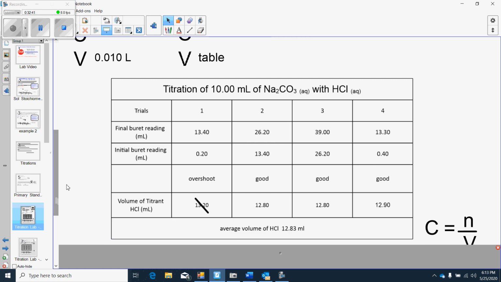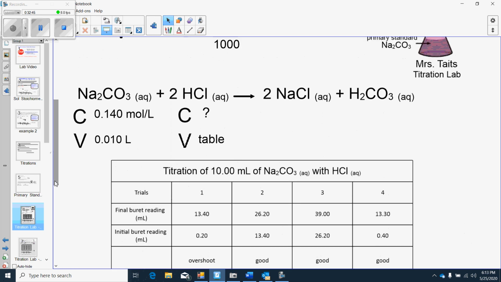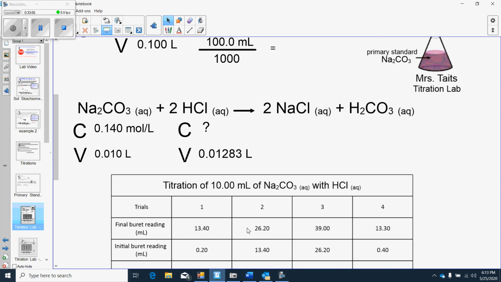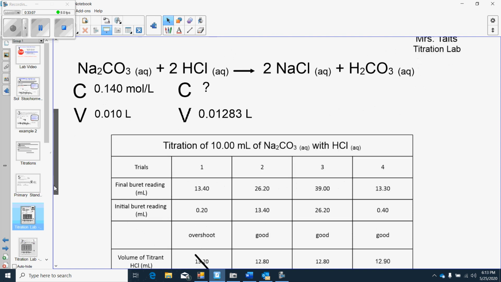Now, we have to use that 12.83. Now, that's in milliliters, so I'm going to bring it up. So the volume is actually 0.01283, okay? And that's going to be liters. So we use our table to find the volume of our titrant. And this information is found by doing a titration. So you should be able to read a table like this and gather the information you need to gather.